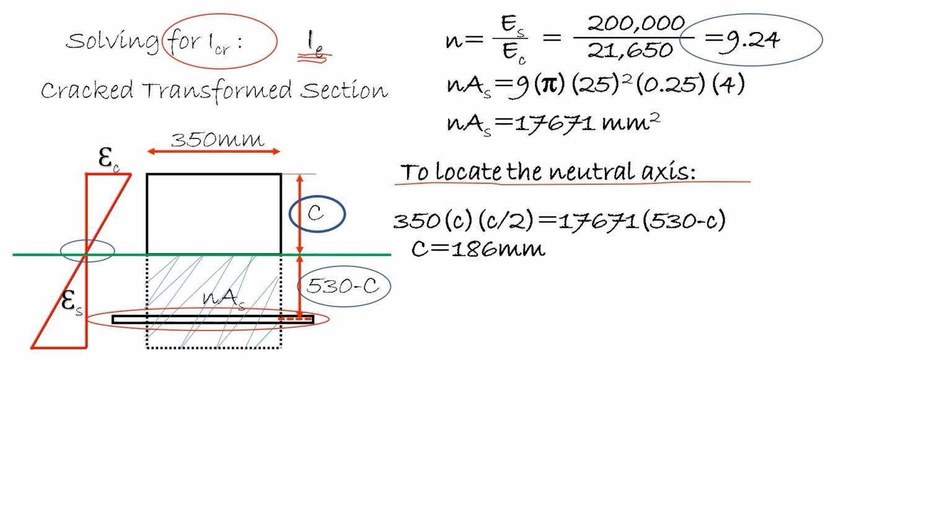So to locate the neutral axis, we have this equation. The concrete area in this compression side multiplied by the distance from the centroid of this concrete to the neutral axis equals the area of the concrete in the tension side multiplied by this distance. Simplifying the equation, we get c value is equal to 186 millimeter.